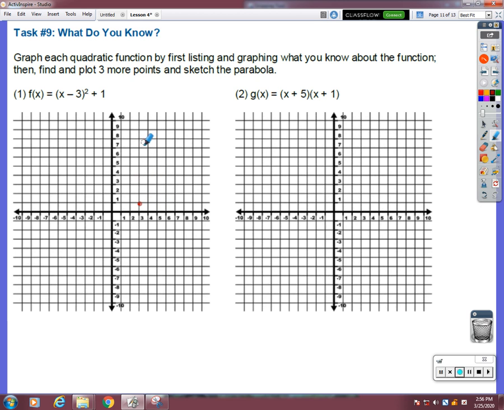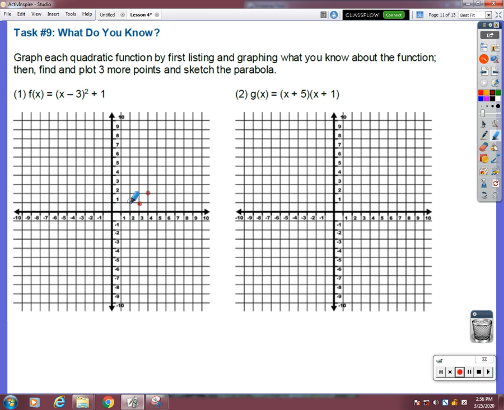We don't know anything else about the graph though, and that's why it says find and plot 3 more points to sketch the parabola. So I'm going to plug in x values that are close to this one. I'm going to plug in 4. 4 minus 3 is 1. 1 squared is 1, and 1 plus 1 is 2. So when I plug in 4, I get 2 as an answer.